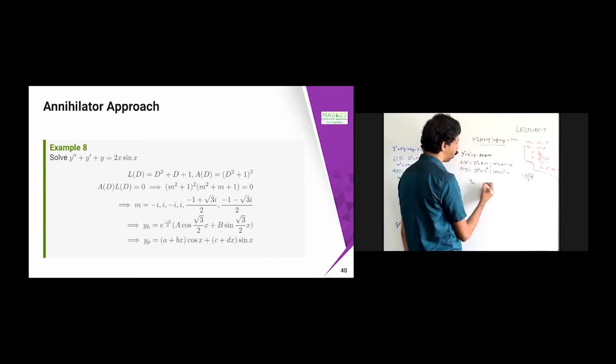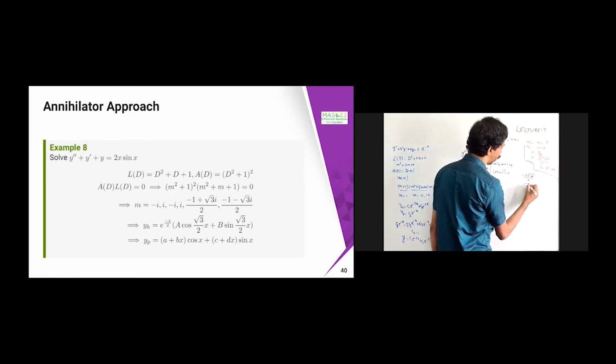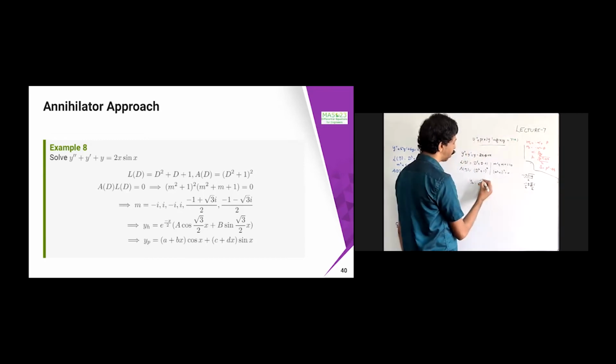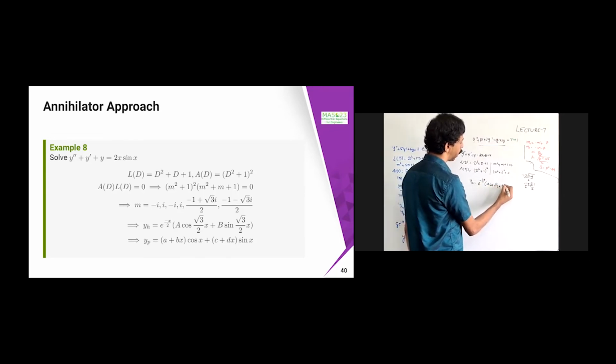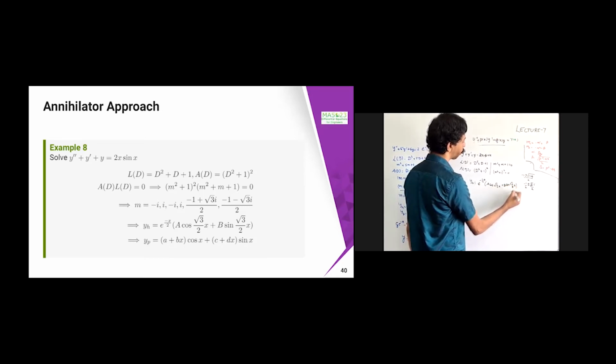Therefore you are going to have minus 1 by 2 plus or minus root 3 i by 2. Therefore you are going to have e power minus x into a cos root 3 by 2 x plus b sin root 3 by 2 into x.